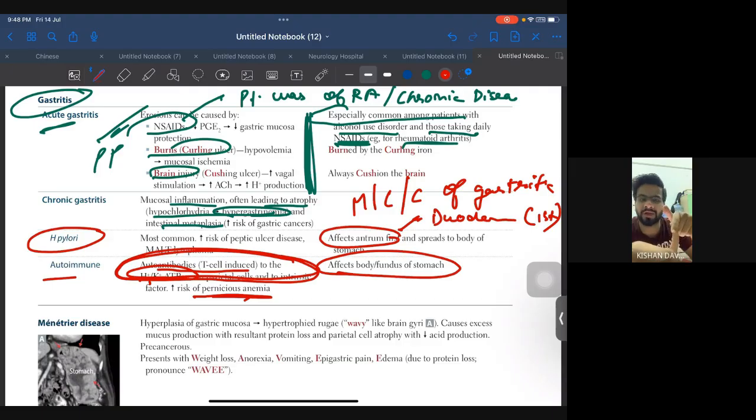Most common cause of gastritis H. pylori, and the most common case they will give you if they want to ask about acute gastritis is the patient was on a chronic disease. They won't mention whether he was consuming anything. You have to figure it out by yourself.